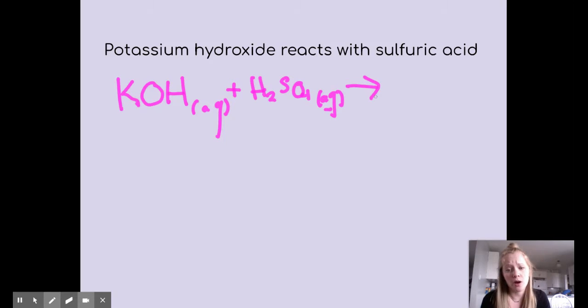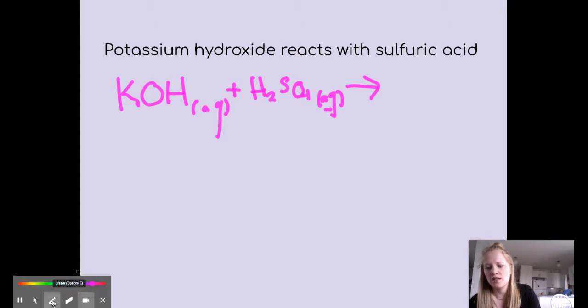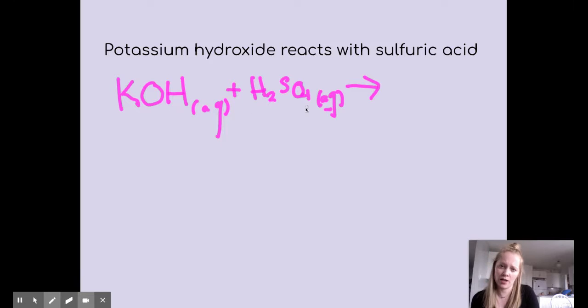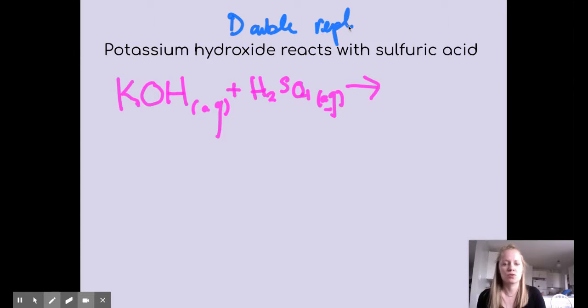So how do I know what my products are? This is where identifying my chemical reaction type is key. Okay, so I have a compound here and I have a compound here, which means that I'm going to identify this as a double replacement. So super important that you practice your chemical reaction types before you try this lesson. Okay, so a double replacement means, from our last video, that we are going to switch our cations.